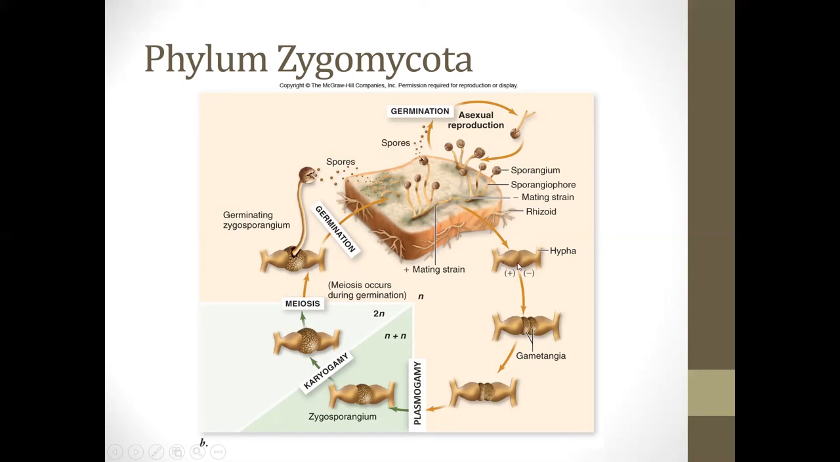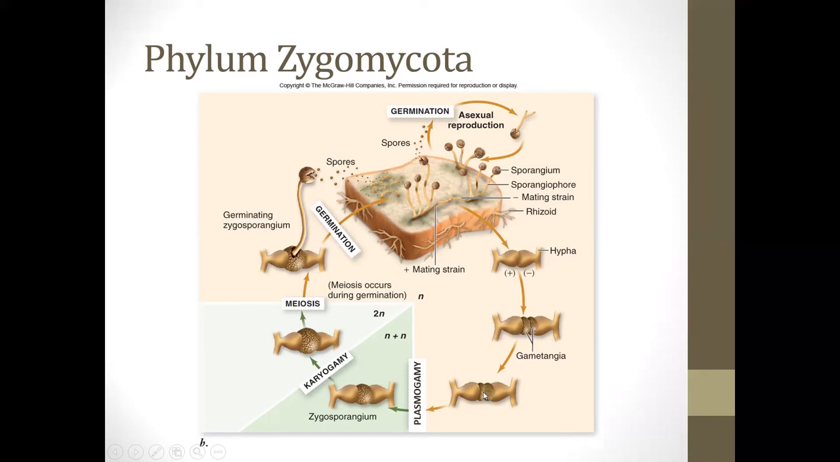Now, when this happens, the first thing that's going to happen is that they're going to create gametangia, just like we saw before. This is the only time you're going to see a septa. Now, the rest of the hyphae of the fungi is coenocytic, no septa. There's multinucleated cells. But here, you will see a septa separating the parent hyphae from the gametangia it created. And same thing with the corresponding fungi that is going to mate with it.